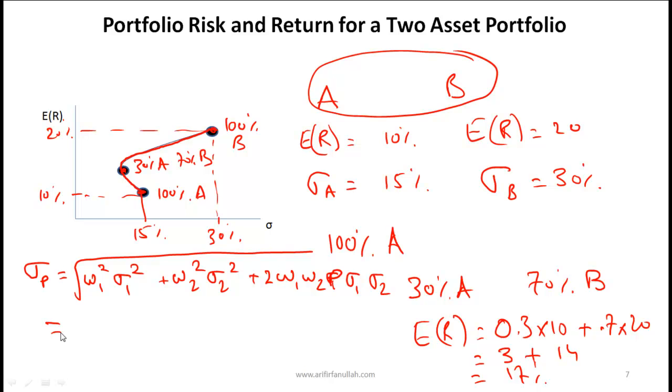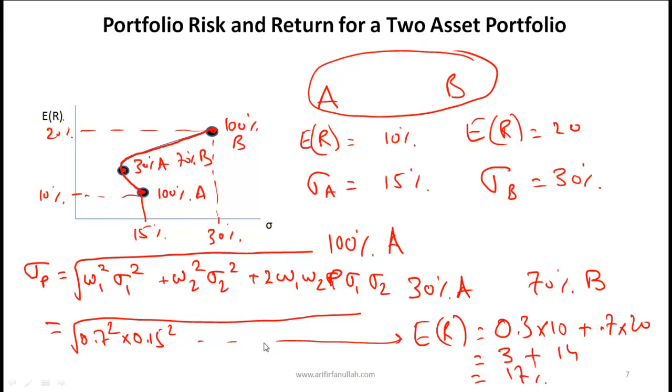And then if you plug in the numbers, you plug in W1, which is the weightage of A, 0.7 squared, times the standard deviation of 1, which is given as 0.15 squared, and so on. If you plug in all these numbers and calculate the standard deviation of this portfolio, you should get a number that is less than 15%.